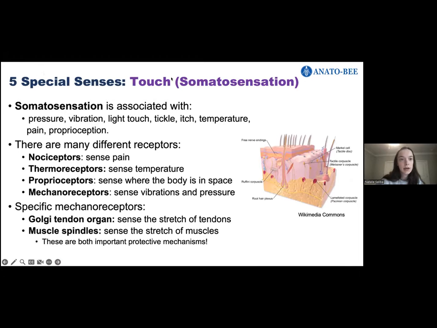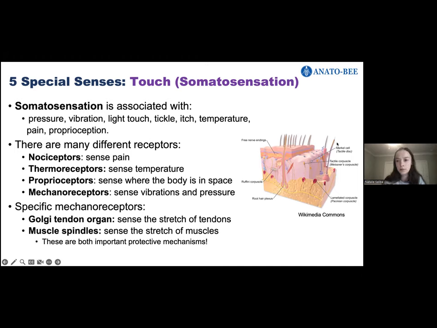And then the last one is touch, or somatosensation. So there are different things it can be associated with. It's pressure, vibration, light touch, tickle, itch, pain, temperature, and proprioception. Proprioception is where your body is in space, how you know where your arm is with respect to your body, for example. So there are many different receptors in your skin.